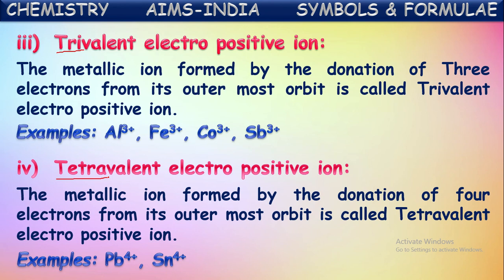Generally, these electropositive ions are formed by the metallic elements because metals will have a small number of electrons in their outermost shells. So to become stable, they can lose those electrons and hence form electropositive ions.